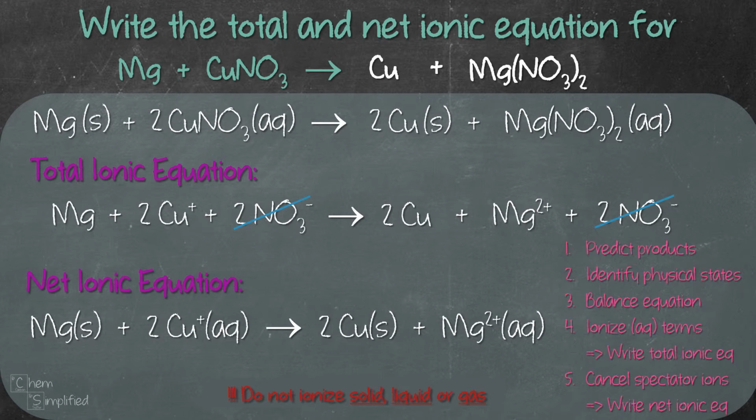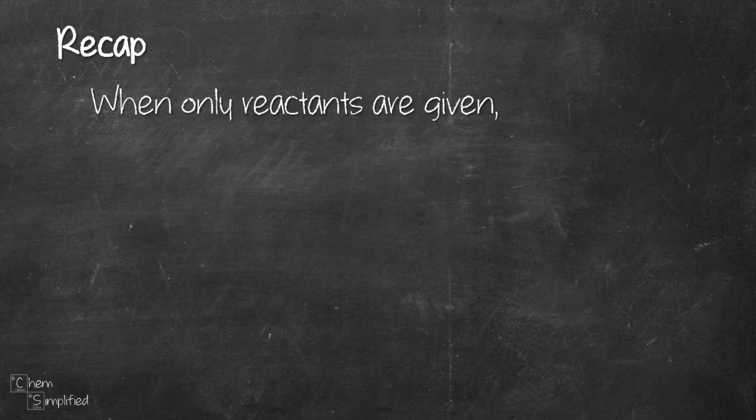Let's double check our work to make sure that we wrote the correct net ionic equation. The number of atoms and charges must be the same on both sides. Let's check real quick. We have 1 Mg on both sides, 2 Cu. As for the charge, we have a total of +2 on the left-hand side and +2 on the right-hand side. So that means both the atoms and the charges are equal on both sides. That means we did it. So there we have it. We managed to write the total and net ionic equation in 5 steps.